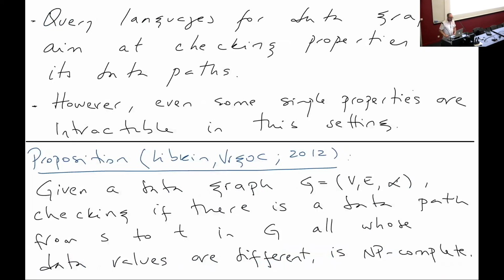So query languages for data graphs aim at checking properties over their data paths. Before we did it over paths, now we do it over data paths. However, even some simple properties are intractable in this setting, regardless of which semantics we are considering. Even for the arbitrary path semantics, there are some simple properties that become intractable. Imagine the following property. We want to check whether there exists a data path from S to T such that all data values in this data path are different. This problem is NP-complete.